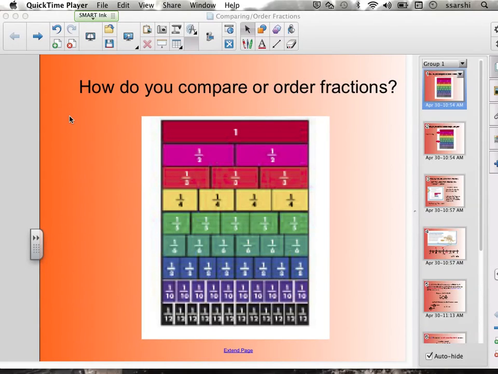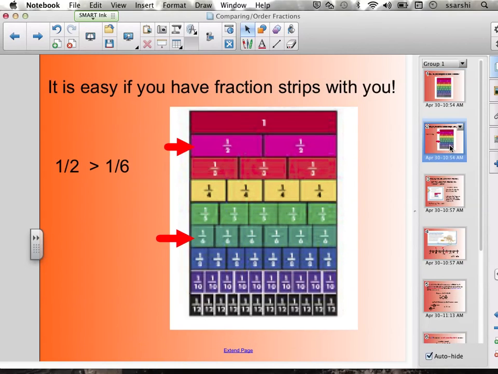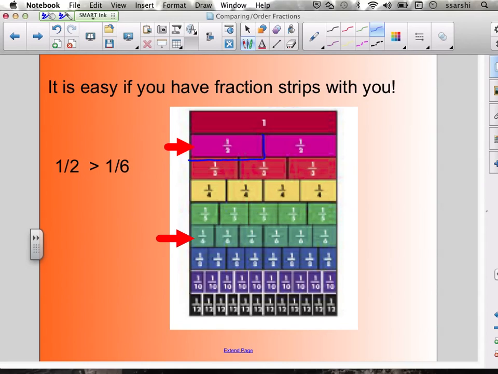This is a lesson on how you compare and order fractions. If you have handy a set of fraction strips, it's pretty easy to compare 1/2 and 1/6. You simply line up the strips and you can see here the size of 1/2 is clearly greater than the size of a fraction that is 1/6. So in this case, it's very easy to see that 1/2 is greater than 1/6.